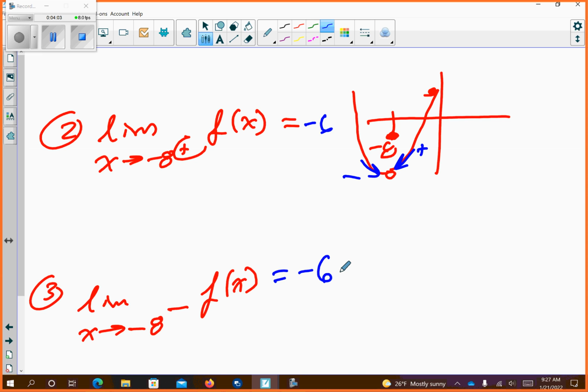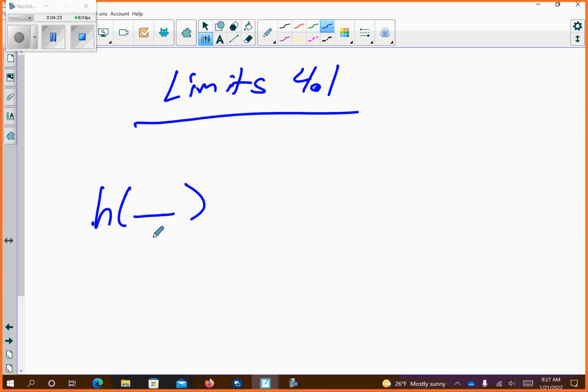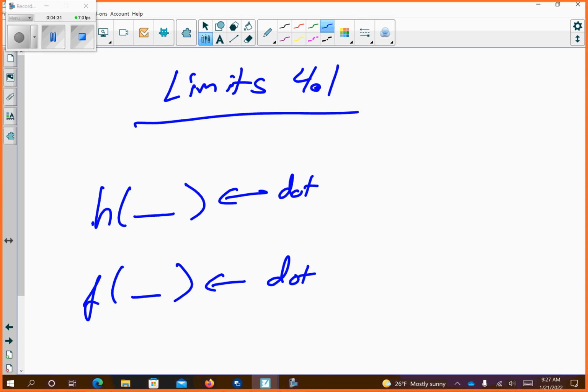So, I am on the page that says limits 4.1. At the very top, it says business calc and limits 4.1. The main thing is if it gives you h at some number or f at some number, a lot of times you're looking for what the dot is. It could be the graph on both of those, but just in case you don't know that, that should take care of you on those first couple.